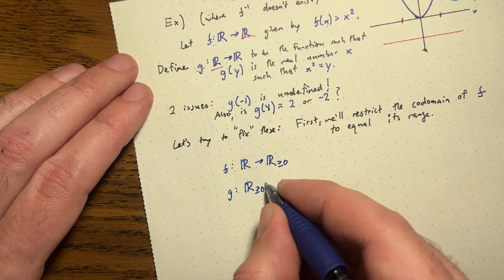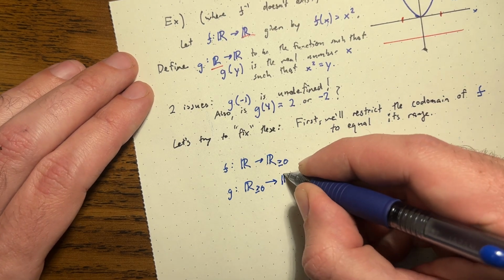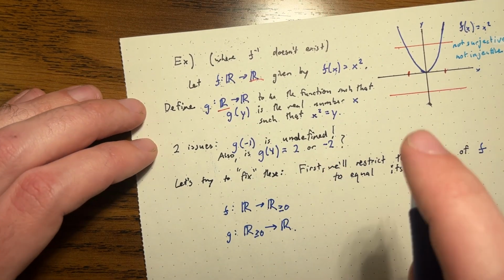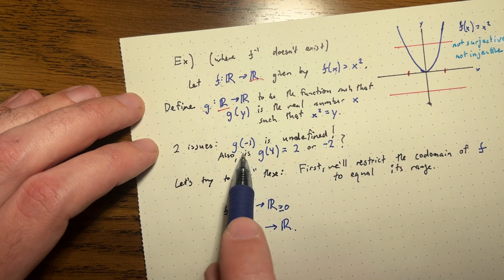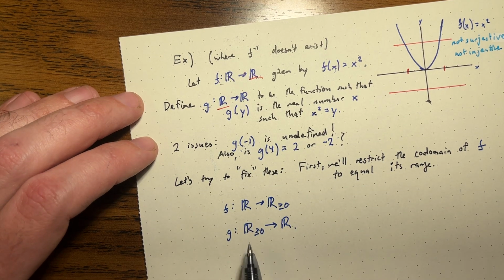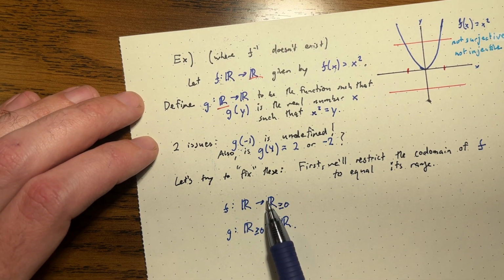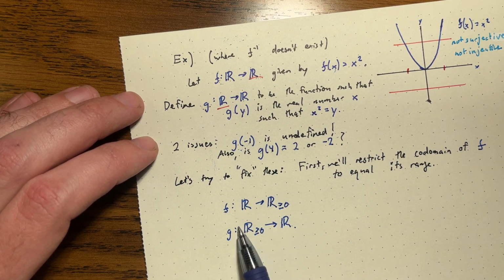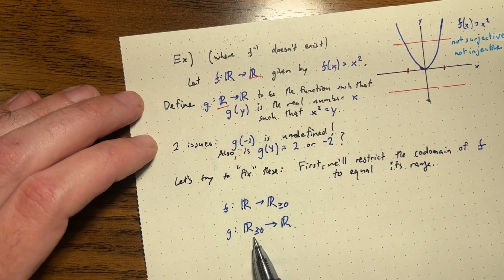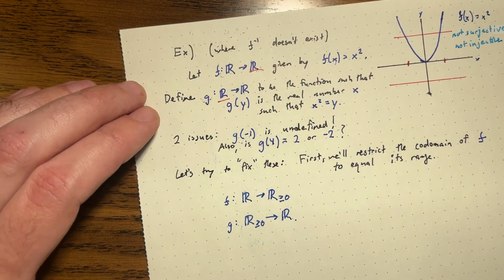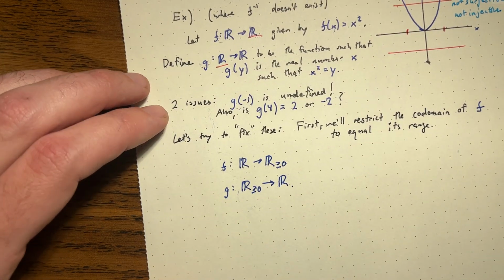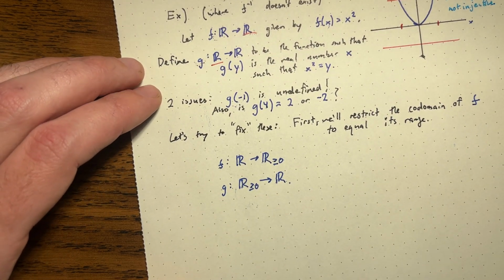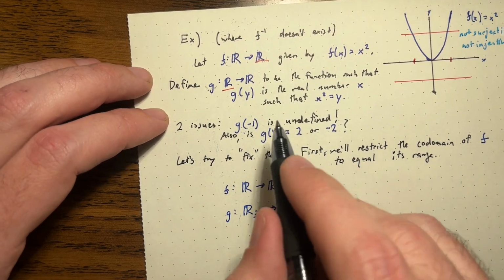So that's why I really need to do this. It turns out that actually solves this first issue, right? We no longer have to worry about plugging in something that's undefined, because this accounts for all the outputs of f. So we're going to get something that's already known to have a square root.